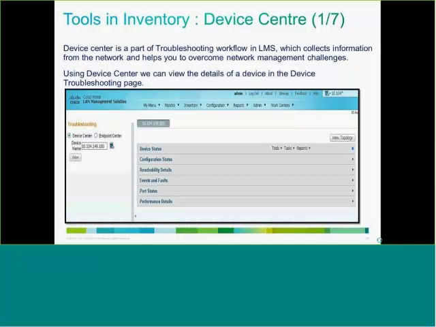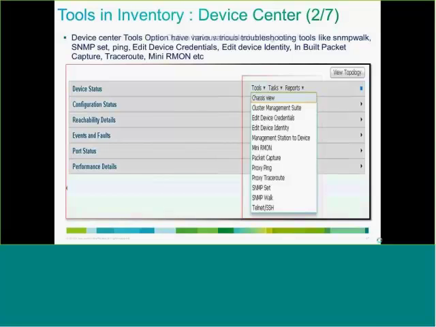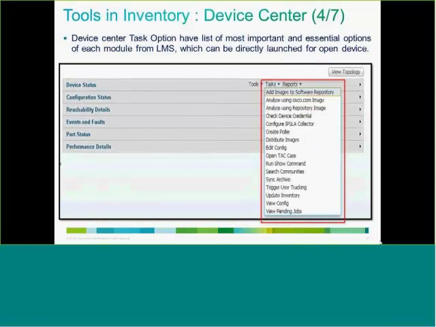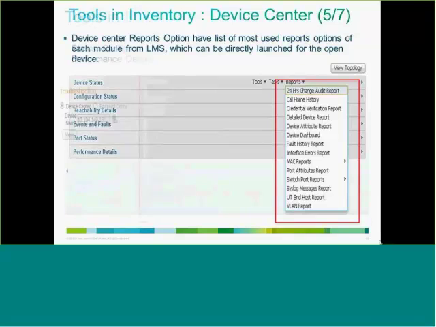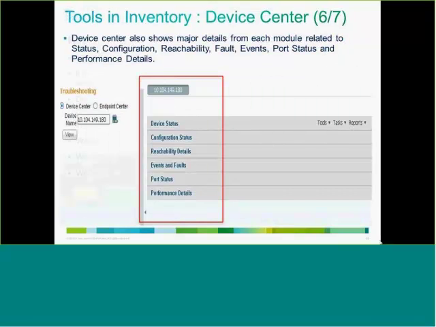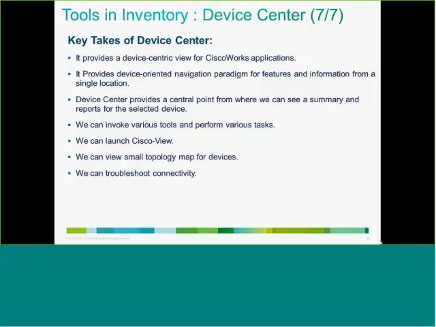So we'll see some of the slides here. Tools, tasks and reports which are available to troubleshoot using Device Center. The key takeaways for Device Center: it provides a device-centric view of CiscoWorks applications. It provides a device-oriented navigation paradigm for features and information. It can show the summary and reports of the selected device. We can invoke various tools. We can cross-launch Cisco View from there. We can view small topology maps, and we can troubleshoot connectivity.